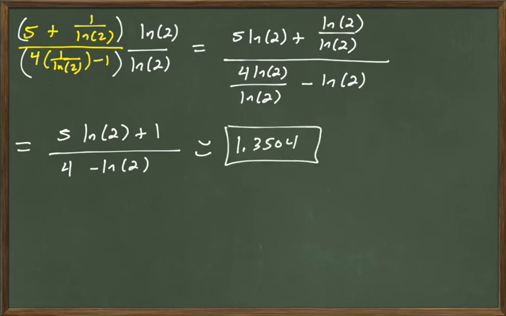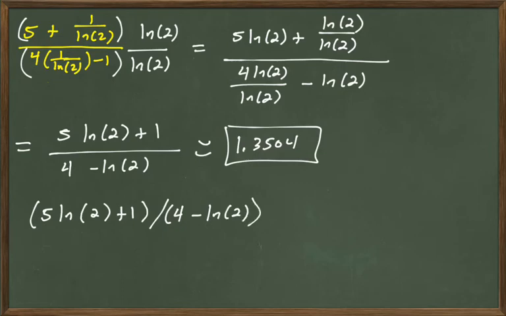Okay, and this will be approximately 1.3504. In our calculator, this would be 5 natural log of 2 plus 1 in parentheses, divided by parentheses 4 minus natural log of 2 close parentheses, close parentheses.